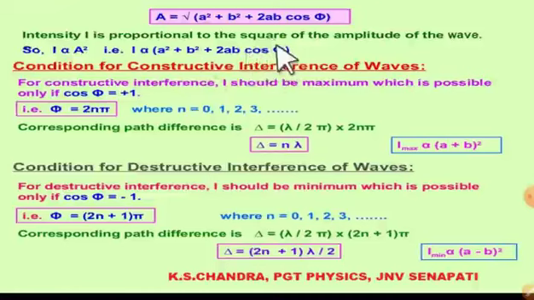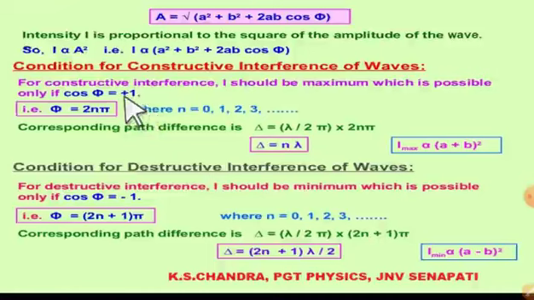So we know that cos of any angle varies from what? +1 to -1. Okay, +1 occurs when it is at 0 degree, twice pi, 4 pi, 6 pi, like that. And -1 is having the value when the angle, this phi, is what? 180 degree. Okay, that means pi, 3 pi, 5 pi, 7 pi, odd multiple of pi, I mean. Okay, so we need to do it from that condition. So in order to have constructive interference, this cos phi must have +1 value.